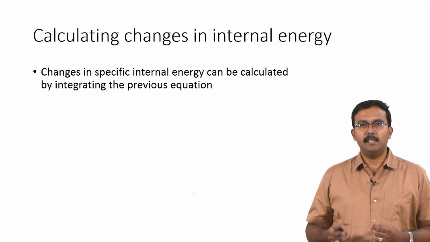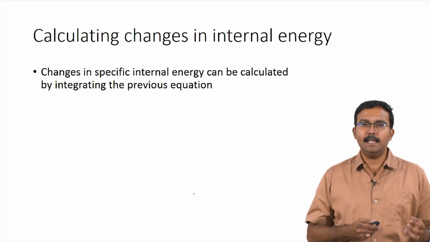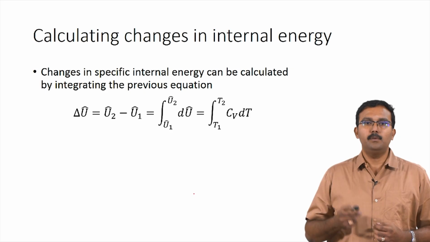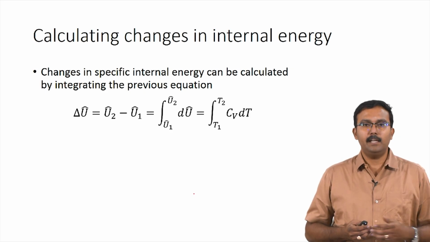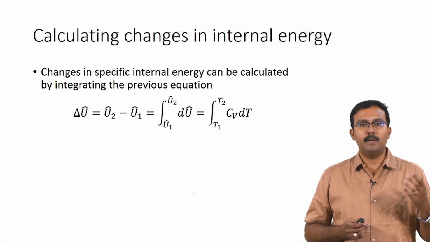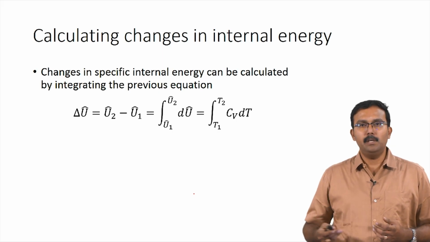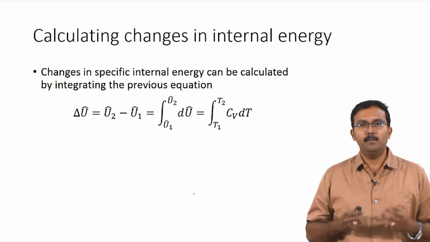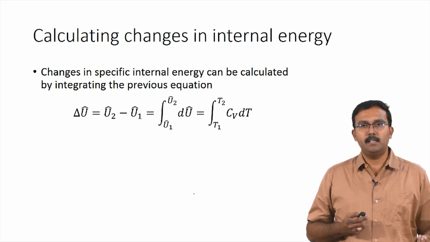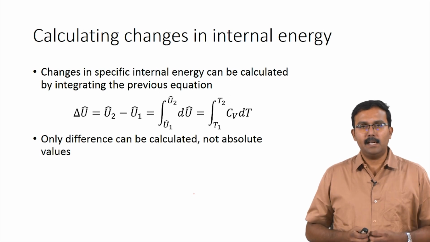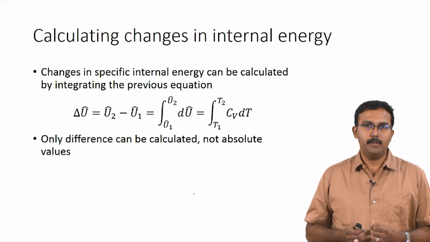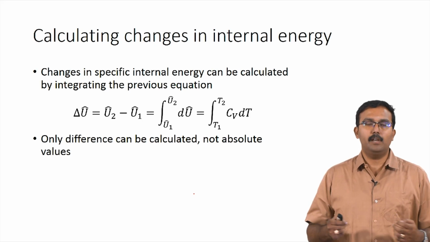So, changes in specific internal energy will be obtained by integrating the equation we had. So, which would be integral of du cap giving you delta u cap, which is u2 minus u1, will be equal to integral of Cv dT, where you move from temperature T1 to T2. So, now we need to understand that internal energy is not an absolute value. You cannot calculate an absolute value for internal energy.